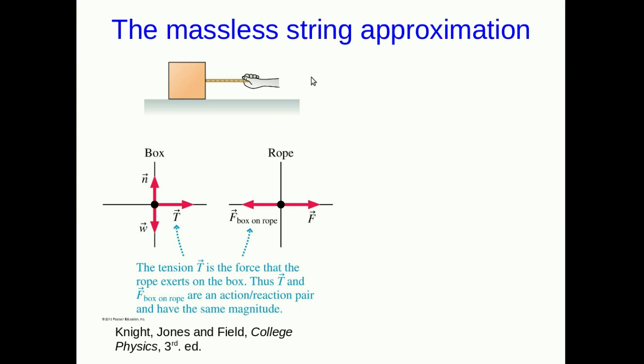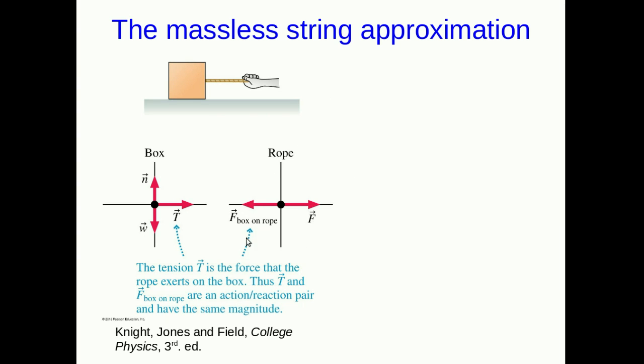A subtle argument that often comes up is something called the massless string approximation. Let's say there's a box and we're pulling it across a surface using a string or a rope. The free body diagram for the box, if there's no friction, would just be the normal force due to the surface, the weight due to the earth, and the tension force exerted on it by the rope.